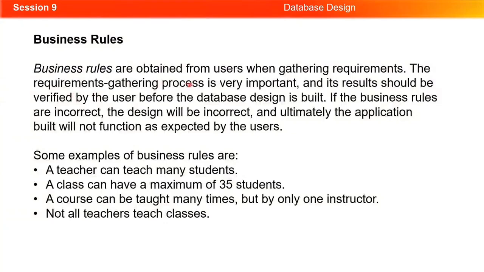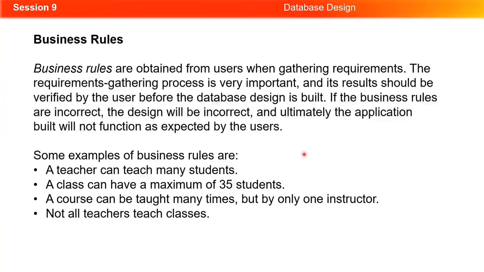Business rules are obtained from users when gathering requirements. The requirements gathering process is very important, and its results should be verified by the user before the database design is built. These business rules also give us valid requirements to test against, so we have a good test case. If the business rules are incorrect, the design will be incorrect, and ultimately the application will not meet the expectations of the users.